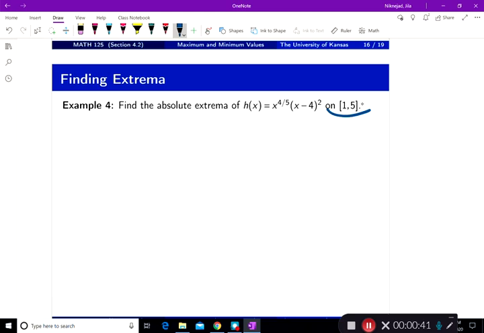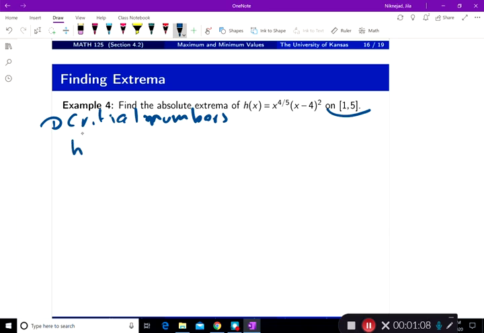What remains is: 1, find the critical numbers and evaluate the function at them. 2, evaluate the endpoints. Then 3, compare. Critical numbers. How do I do the critical numbers? Critical numbers are where h prime does not exist or is 0.